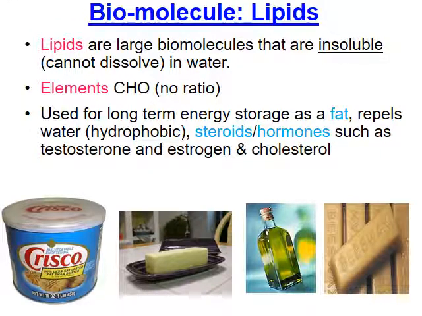The next biomolecule is the lipid. Lipids are large biomolecules that are insoluble. This means they cannot be dissolved in water. Anytime you put a lipid into water, it's just going to bead up, kind of like if you put oil into water. The elements that make up lipids are carbon, hydrogen, and oxygen, CHO. The same elements that make up a carbohydrate, however, there is no ratio for these elements. You will only count them in order to make sure that you're looking at a lipid and not a carbohydrate.